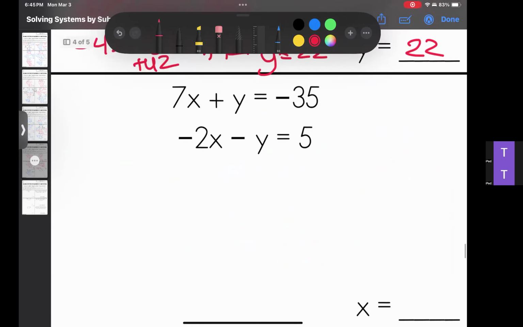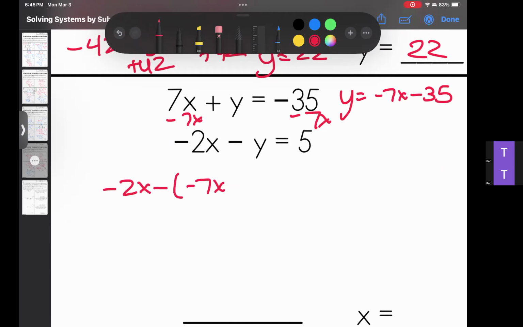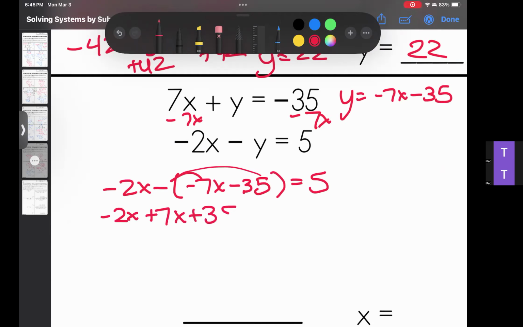All right, last one on this page. The 7x on the other side. Whoop. Y is equal to negative 7x minus 35. So negative 2x minus negative 7x minus, ooh, no, that is right. Thought I was substituting them for the wrong variable. Use your negative and distribute it, which is really just in this situation, again, changing the signs because they are the same sign. Positive experience. 5x plus 35 equals 5.